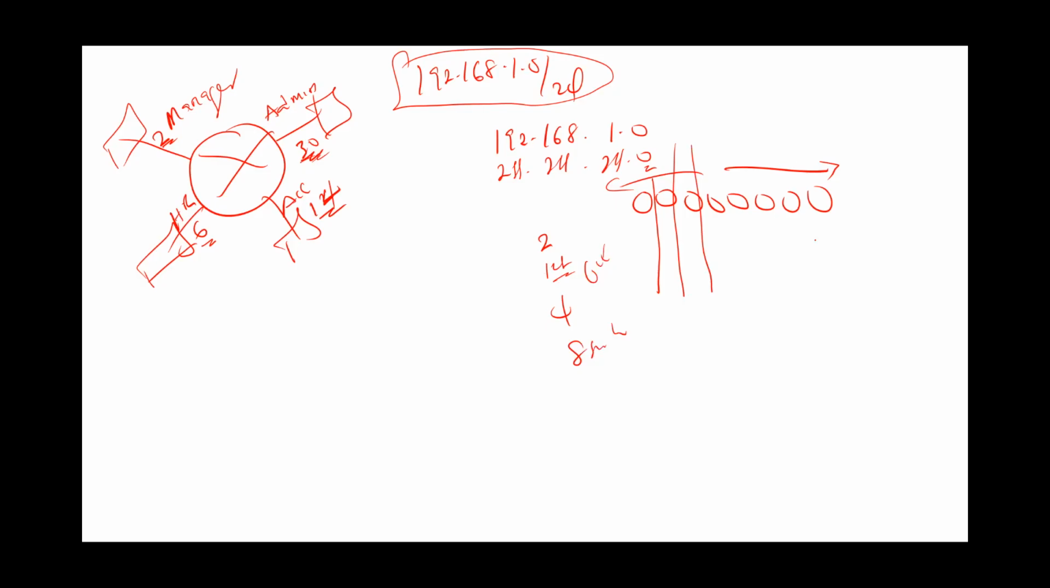How many bits do I have left on the right? 5 bits. 2 raised to the power 5 will give me 32. I'm in need of 30, but I'm going to get 32 if I borrow 3 bits. Can I still borrow? Let's try.